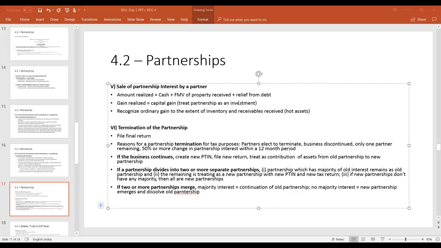Now, my gain realized would be a capital gain because a partnership is treated as an investment. Now, your recognized gain is again ordinary gain to the extent of any inventory or receivables received, which is a hot asset. Let me just go through the example in the book quickly to understand this.